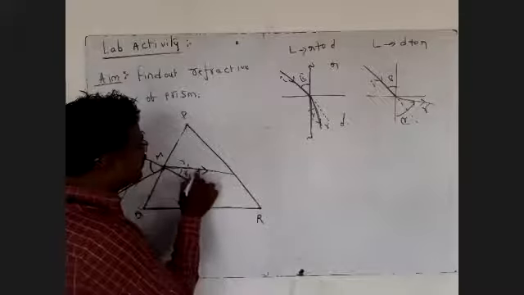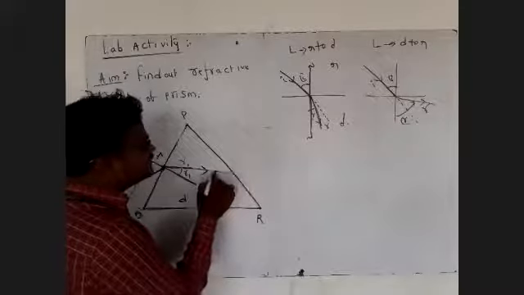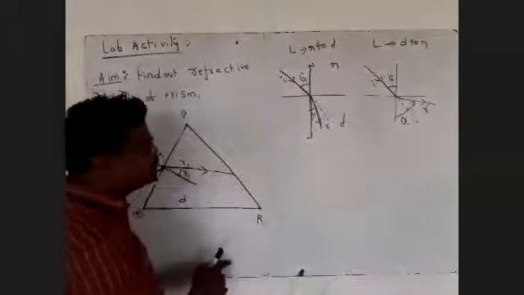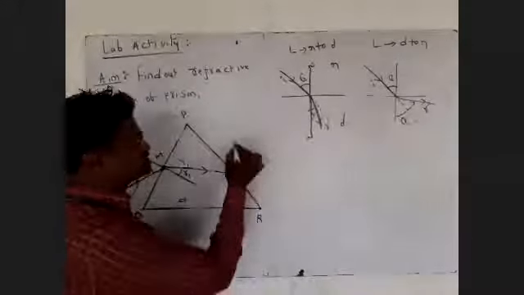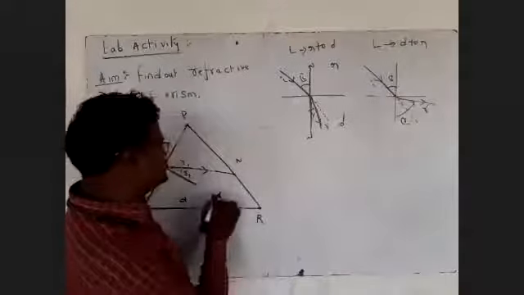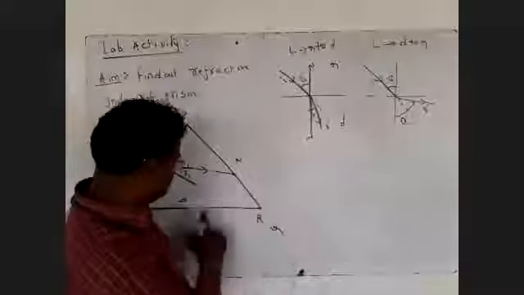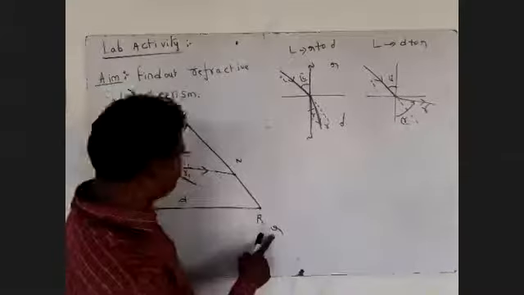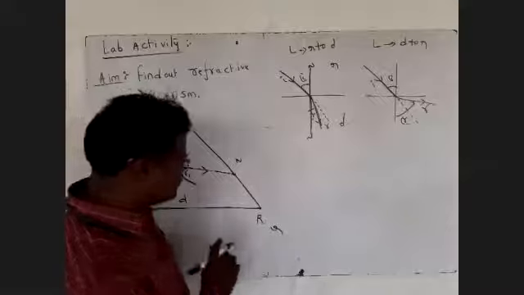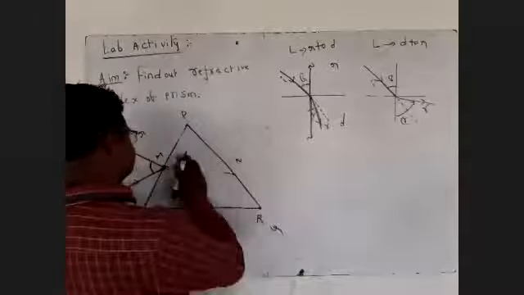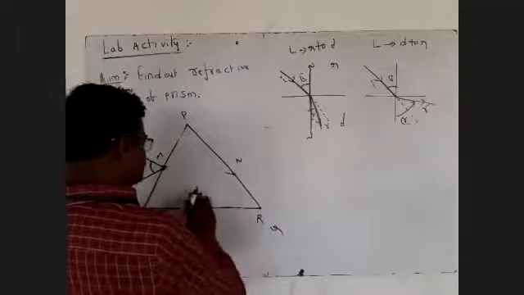It moves through the prism and reaches the other plane of the prism. At this point, we take point N. Again, light travels from the denser medium to the rarer medium. Okay, now wait a minute. Now, we are checking.